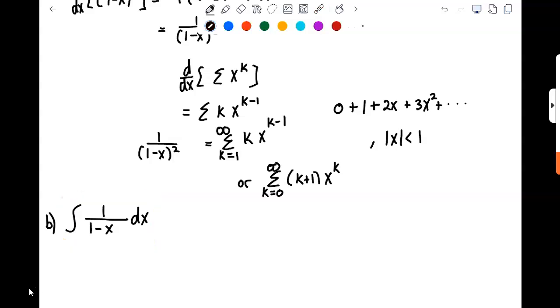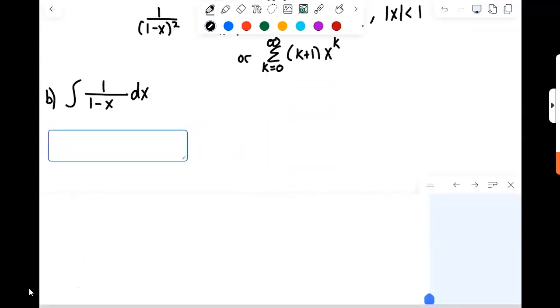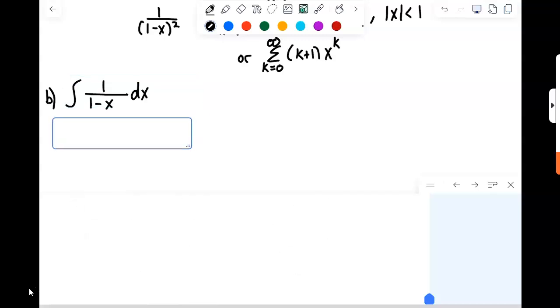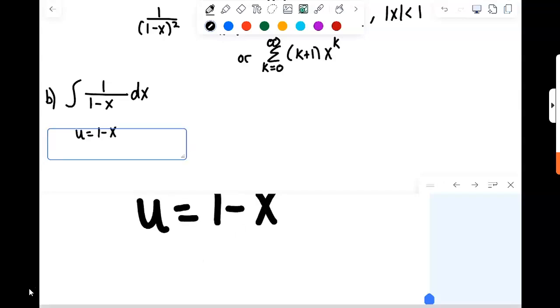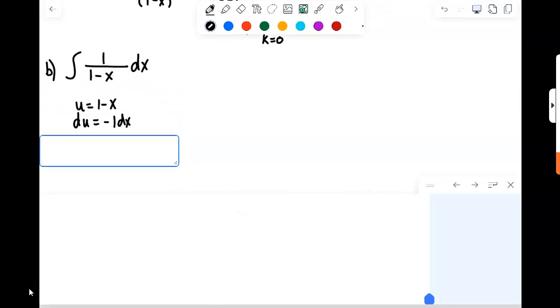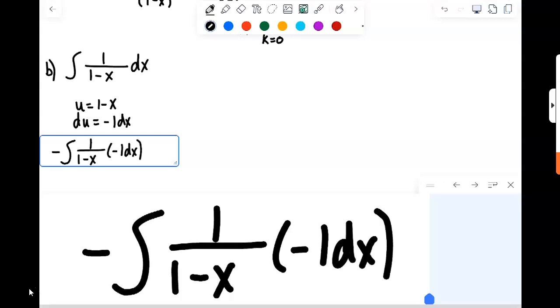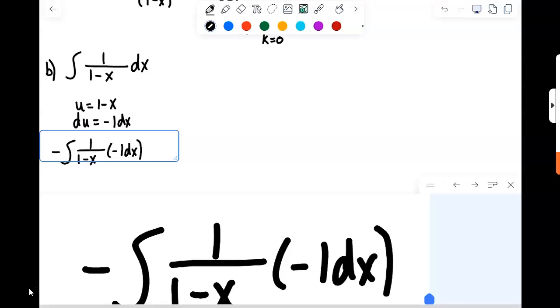We want to integrate this series to create a new power series. So first, let's deal with the integral of this thing. Since it's 1 over that stuff and there's nothing better to do, we'll let u be 1 minus x, and du will be minus 1 dx. So we make those adjustments. Put the negative out front: 1 over 1 minus x, and then we'll have our minus 1 dx. There you get the negative going out front to account for that.